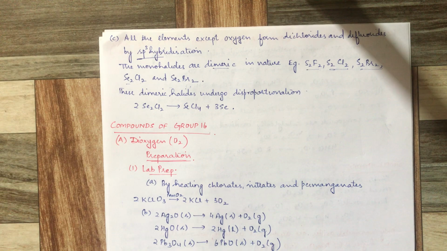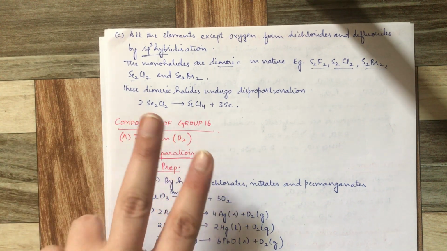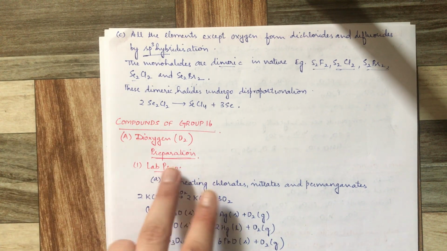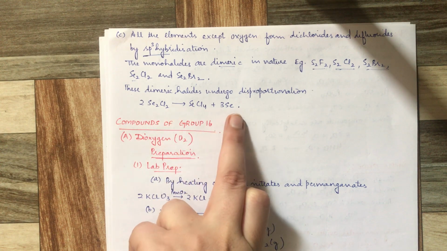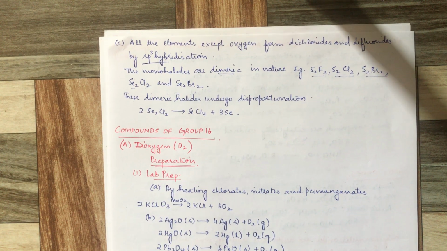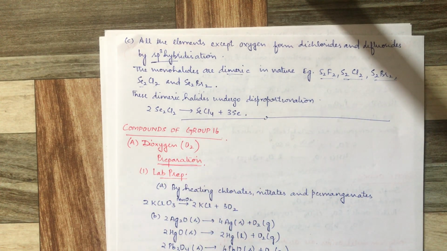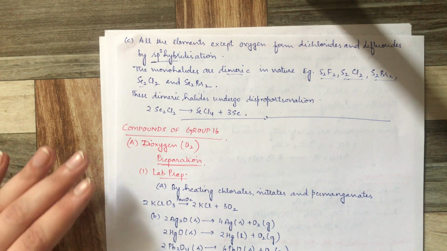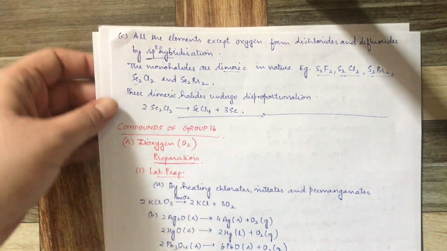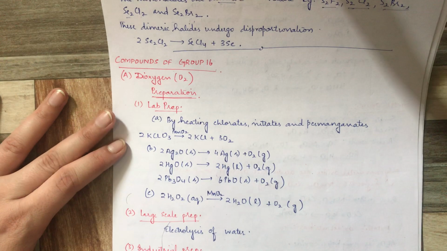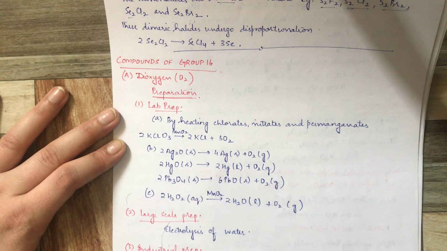So disproportionation means that monohalides in the +1 oxidation state change into 0 and +4 oxidation states. So this was the general introduction, their chemical properties and physical properties of group 16 elements. Now we talk in detail about the compounds of group 16.